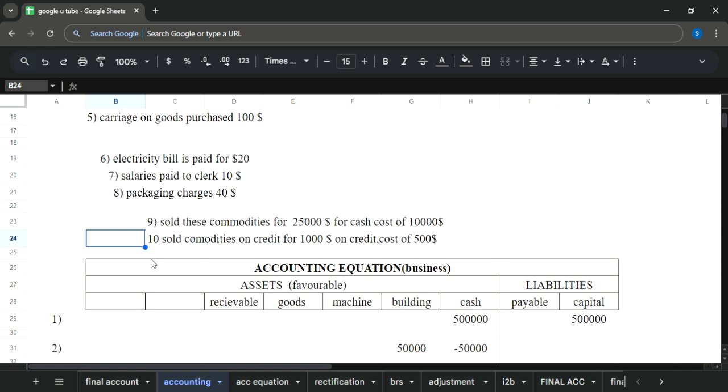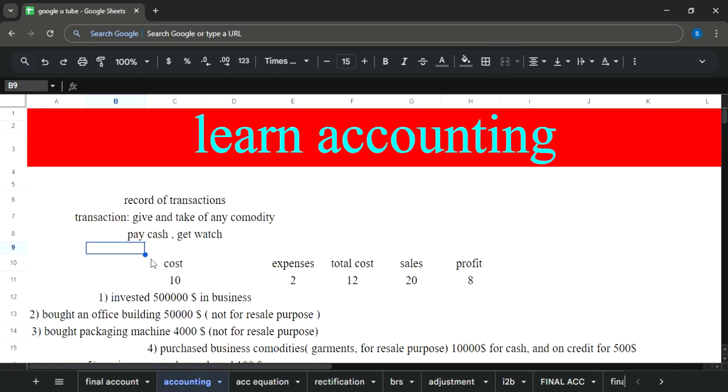So let's get back. And here investment is not related. Office building and machine are not related with the business. To calculate your profit, you are purely associated with your trading. Once again, the office building was not purchased for business purposes. The packaging machine was not purchased for business purposes. So you will not include any item you have purchased not for resale purposes.